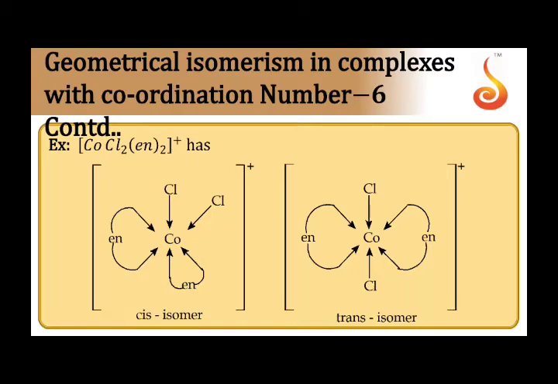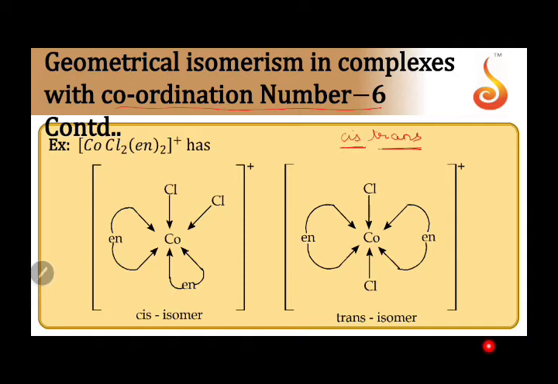Geometrical isomerism in complexes with coordination number 6. Geometrical isomerism can also be called cis-trans isomers. It is a type of stereoisomers. Cis meaning similar groups are adjacent to each other. Trans meaning similar groups are opposite to each other.